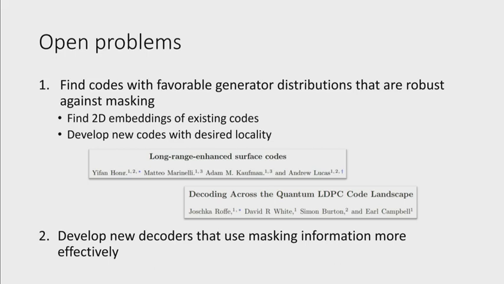And the second one is to develop new decoders that make use of the masking information more effectively. So like I said, I think the best way to do this decoding is to give the decoder all the information you have, which also includes which syndrome bits are masked, as well as the available syndrome information.